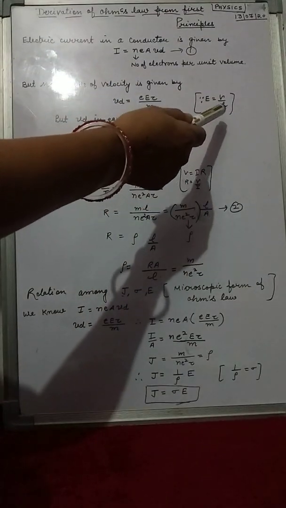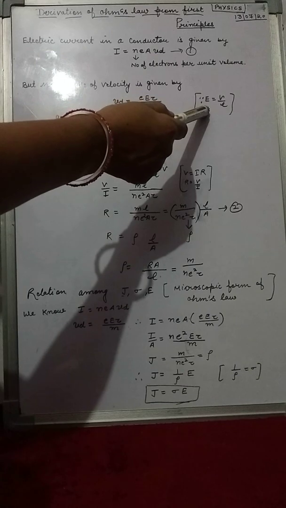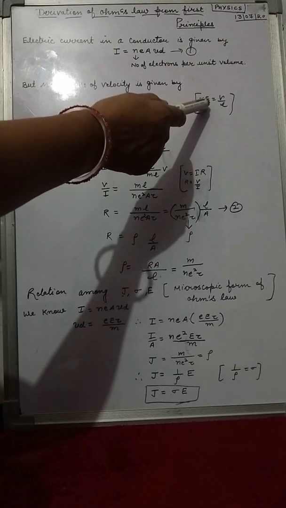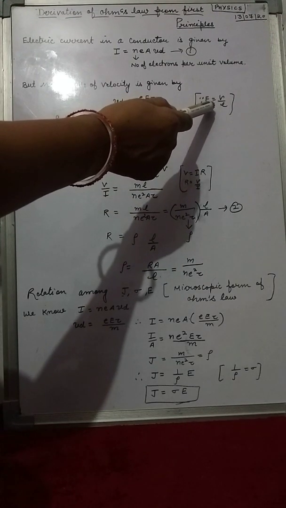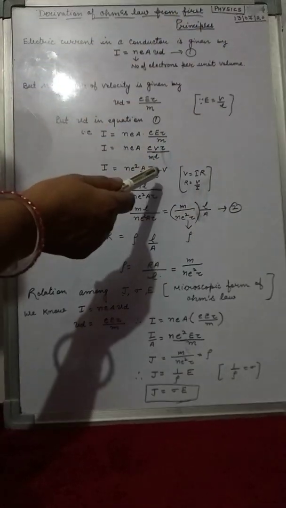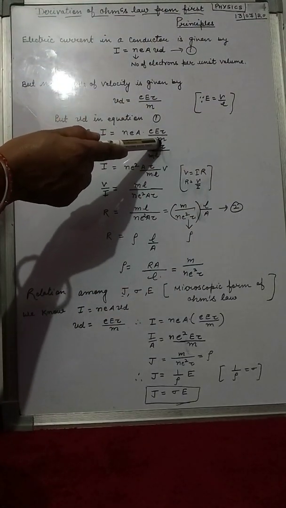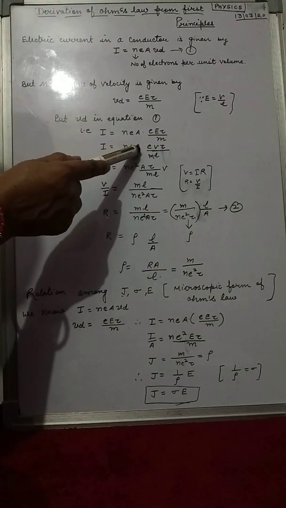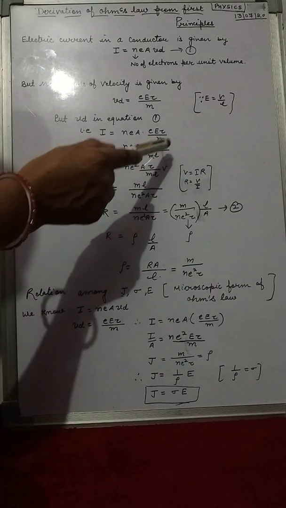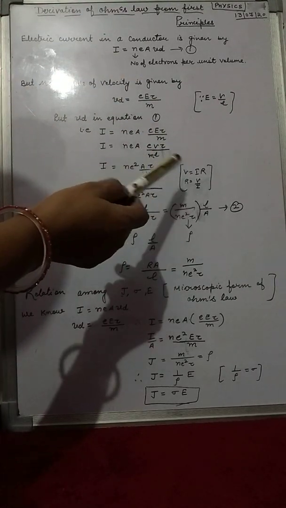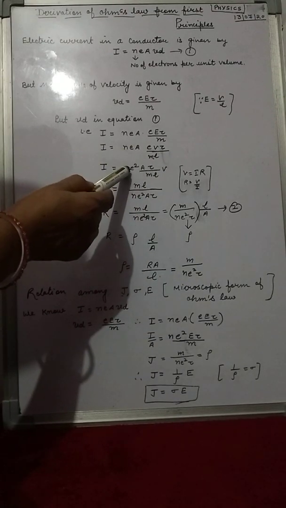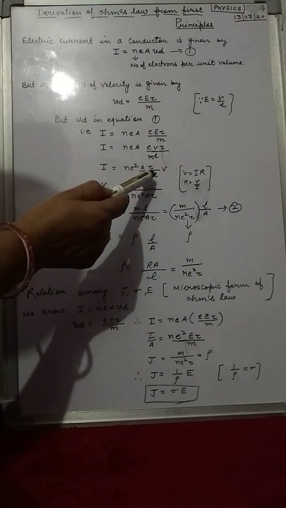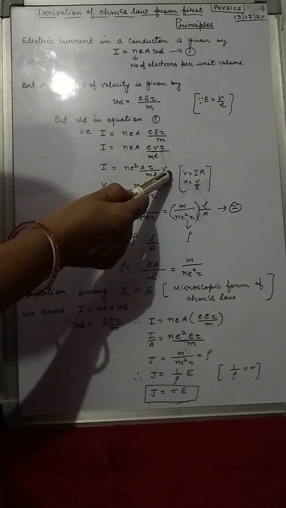It means if we have a conductor, E is the applied electric field, L is the length of the conductor and V is the applied potential, then the magnitude of the electric field is E = V/L. So we put the value of E, that is V/L, in this equation. So I = nAe·eVτ/mL. Now again we will rewrite this equation: I = ne²Aτ V/mL.